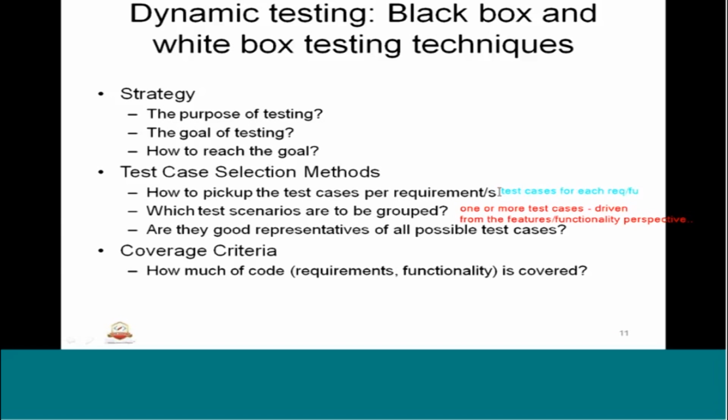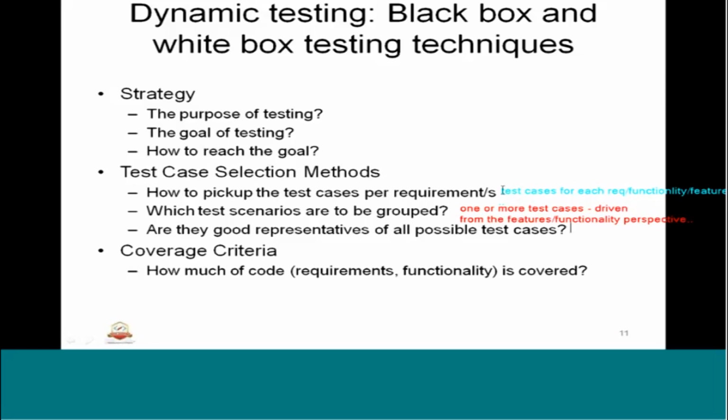requirement or functionality or feature, whatever it is, underneath the defined embedded software. Then we are going to segregate whether they can represent good enough for all possible test cases. All scenarios can be done, or can we eliminate some of the test cases? Can we do implicit testing with the help of explicit testing methods? All this will be under test case selection.